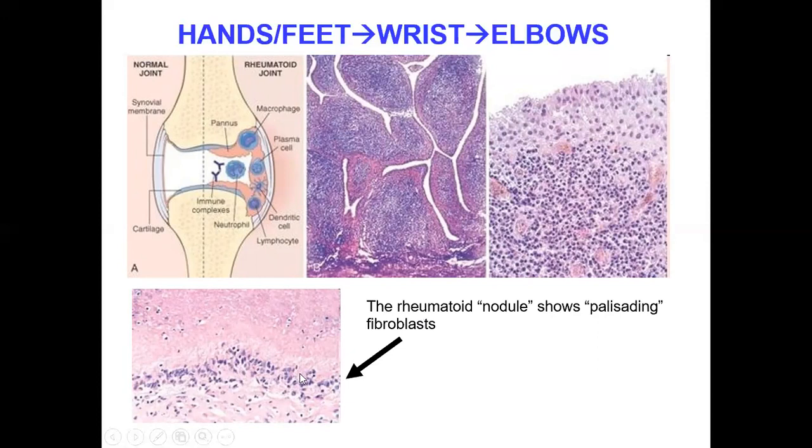And then there is rheumatoid nodule formation. This is like a granulomatous reaction. There is fibrinoid necrosis and then palisading fibroblasts and histiocytes. This is the microscopic appearance of a rheumatoid nodule.